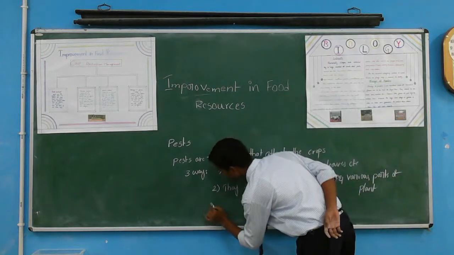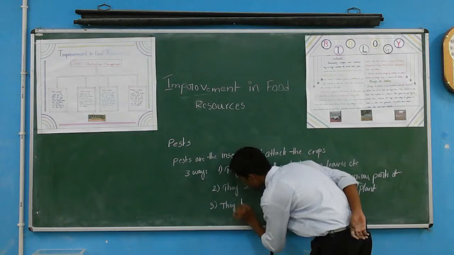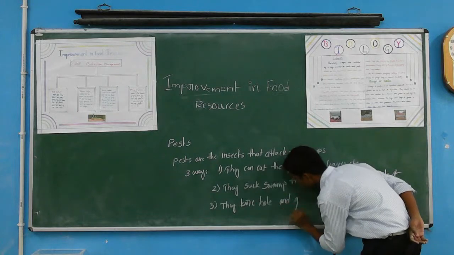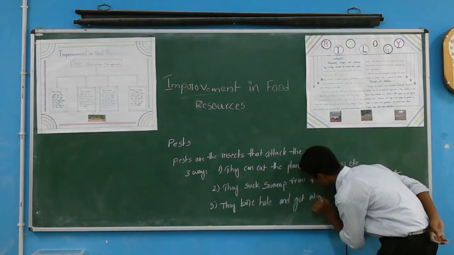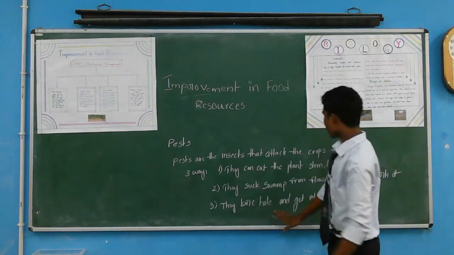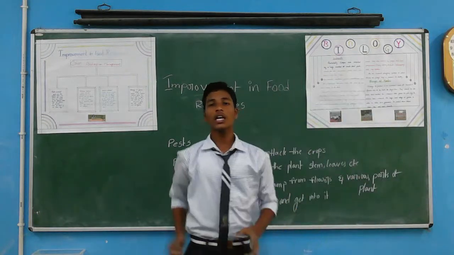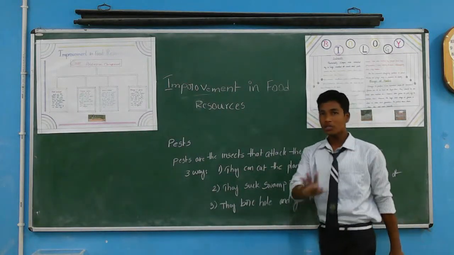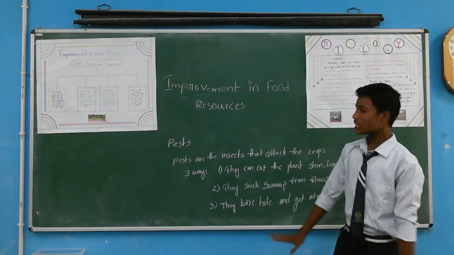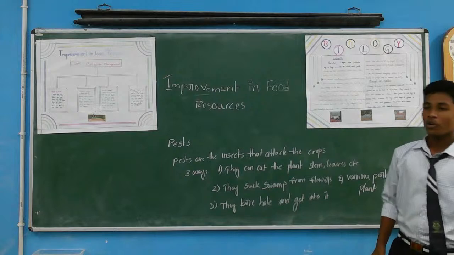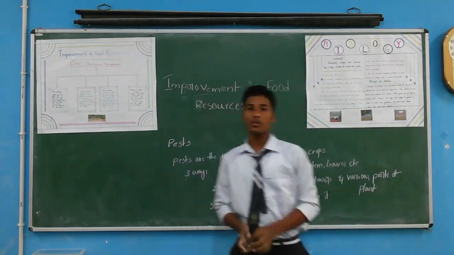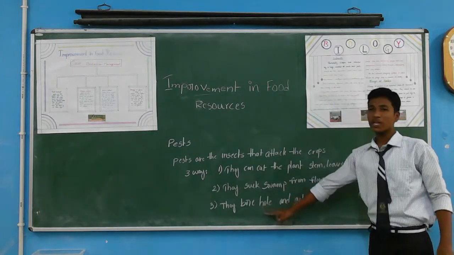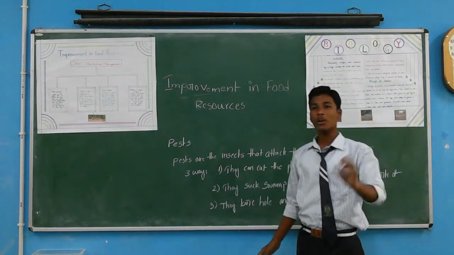Then the third way is that they can bore holes and get into the plant. While we are observing some vegetables, those vegetable surfaces have some tiny holes. Those bored holes are caused by the pests. These pests bore a hole and get into it. The bored part of the vegetable will be damaged. So due to these pests, those holes are caused and they damage the production of the crop.